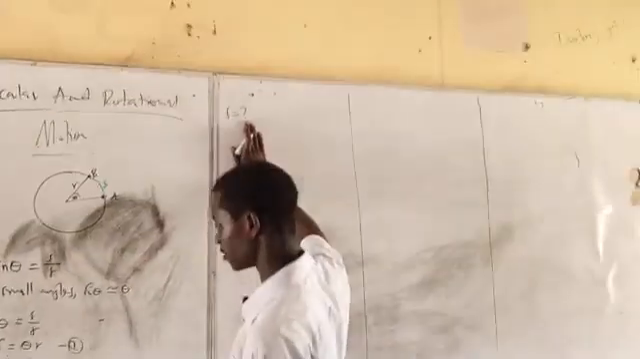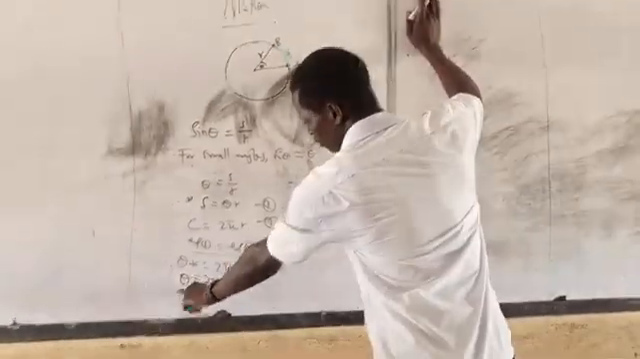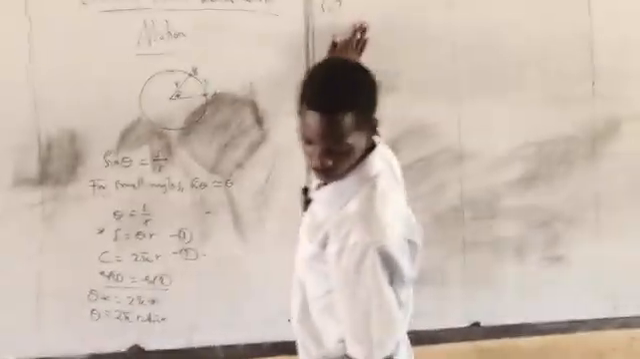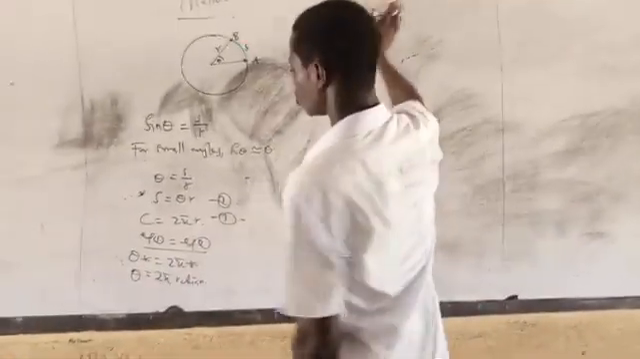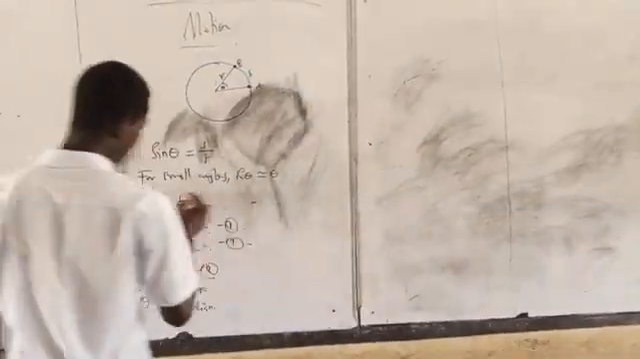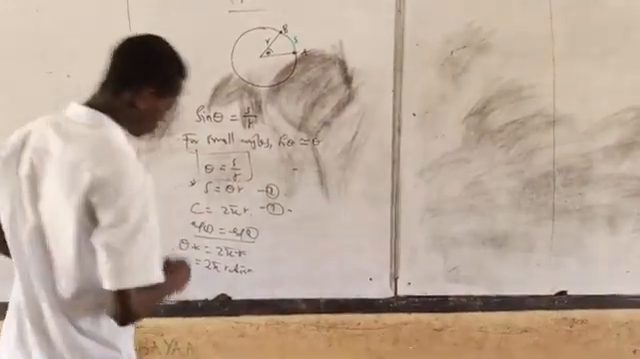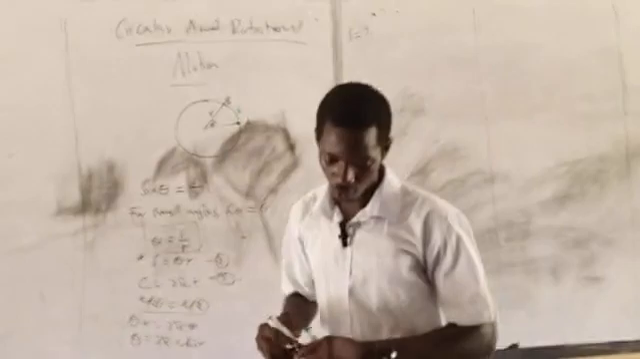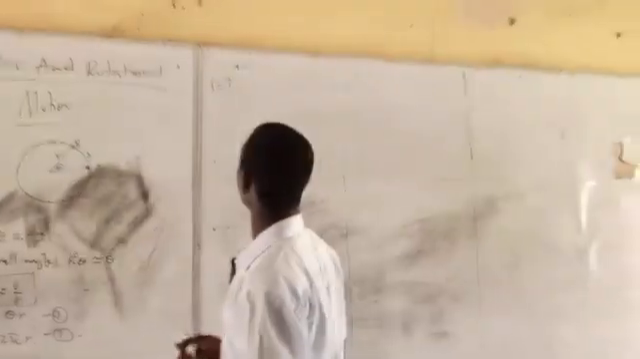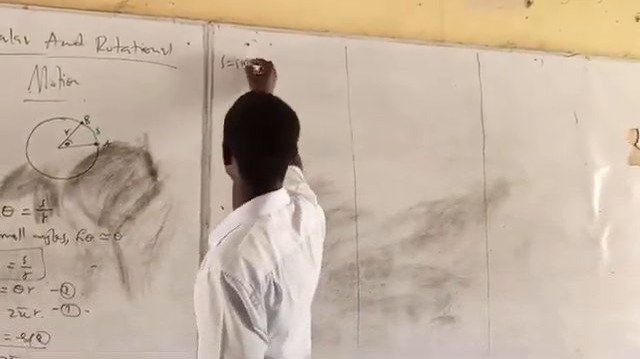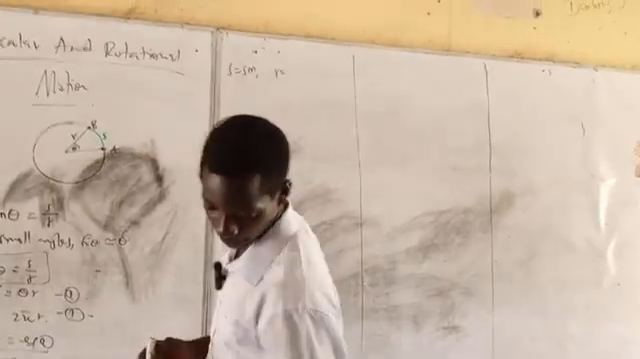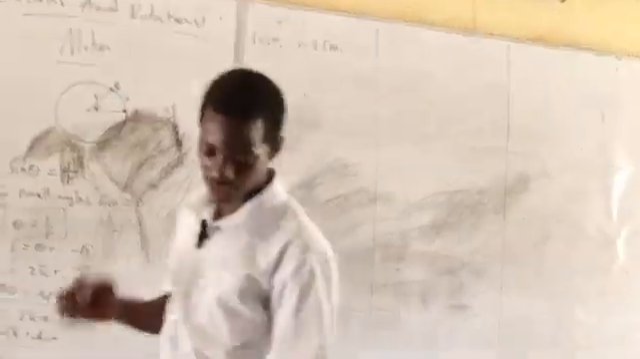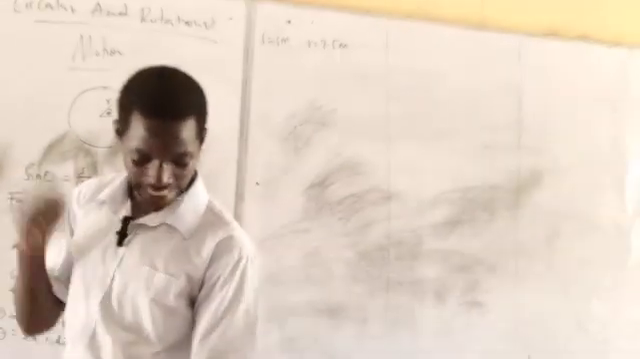So what are you looking for? We are looking for that theta. So this is the formula for finding the angular displacement in radian. Now, out of this, we also have our S, which is 5 meters, and our R, which is 2.5 meters.